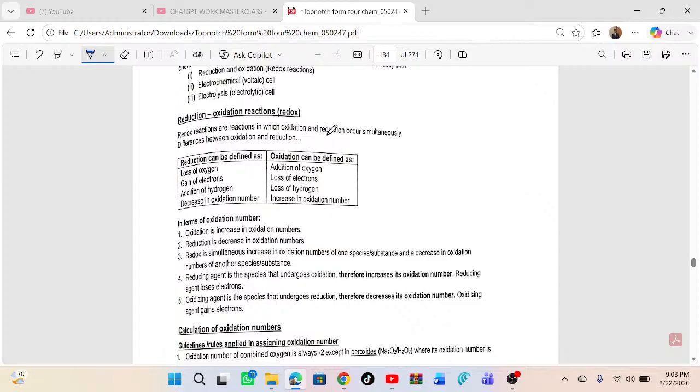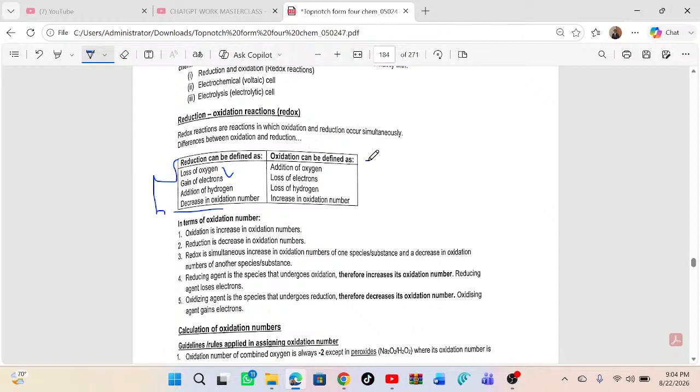So sometimes when defining reduction or oxidation, it can be defined in different ways. Way number one, reduction can be defined as loss of oxygen. But when we are in electrochemistry, reduction is gain of electrons. Also, it can be defined as addition of hydrogen. It can also be defined as decrease in oxidation number. So all these are acceptable definitions of reduction.